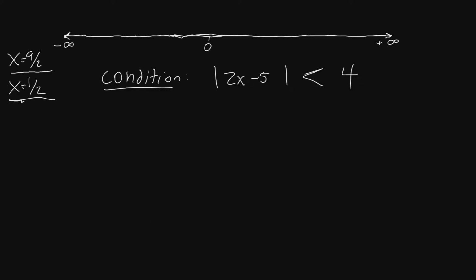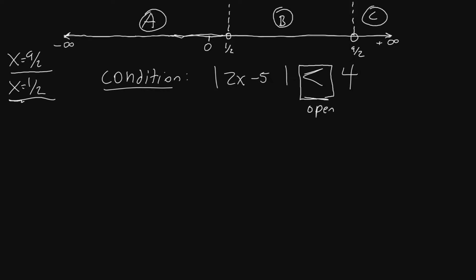With the two solutions we've just found, the 9 halves and the 1 half, let's go to the number line. Now, first we need to check the inequality sign that they gave us in the condition. It is strictly less than, so that means we will be doing open circles on our number line. So let's place 1 half, which should be next to 0, and the 9 halves should be further to the right. Those open circles are going to split our number line into regions, region A, B, and C.